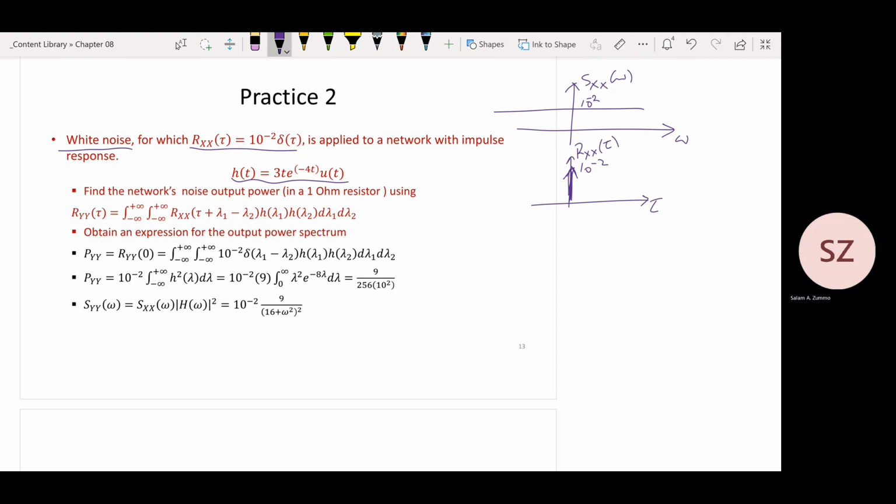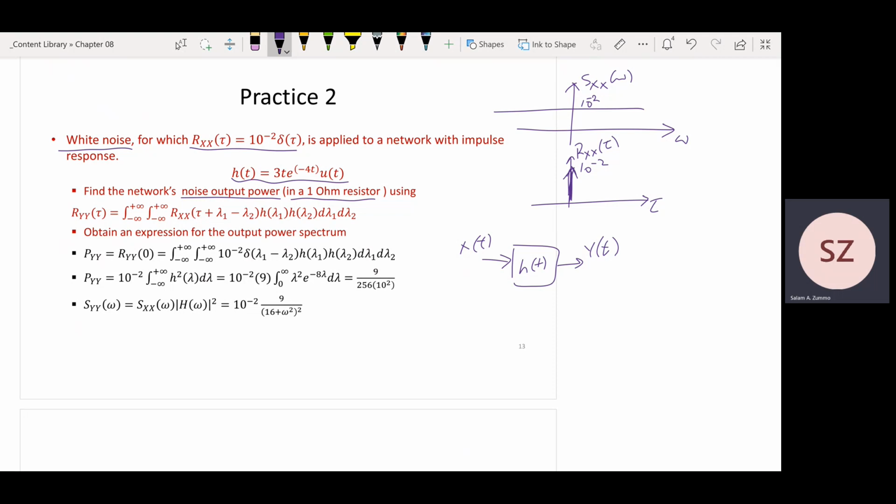Find the network noise output power in a 10 ohm resistor. So if this is the input, we have an LTI system here with an impulse response given, we have X of t, and we are getting at the output Y of t. The question is, find the network noise output power. Output power means the power of X of t or the Y of t.